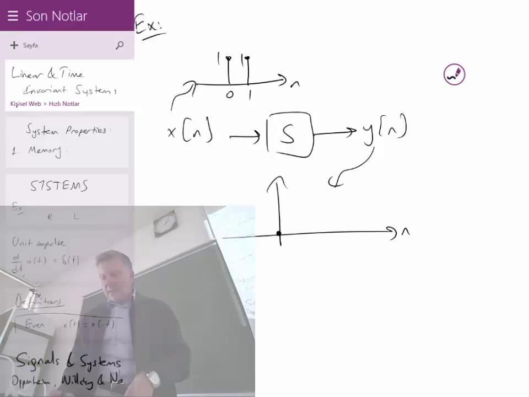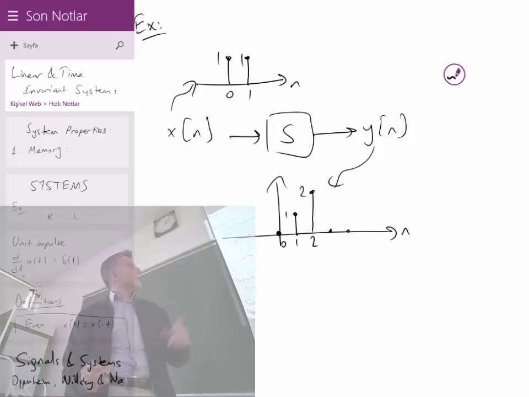Let's say 0, 1, and 2. At these time instances, the output is 1 and 2. So at 1 it is 1, at 2 it's 2. If the input is that at the top, then the output is the one at the bottom.